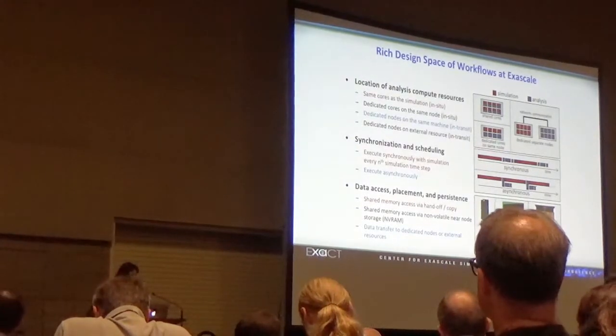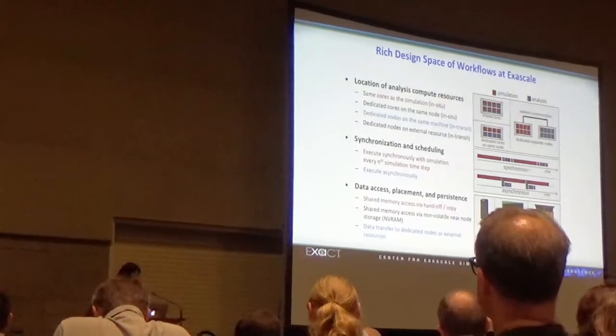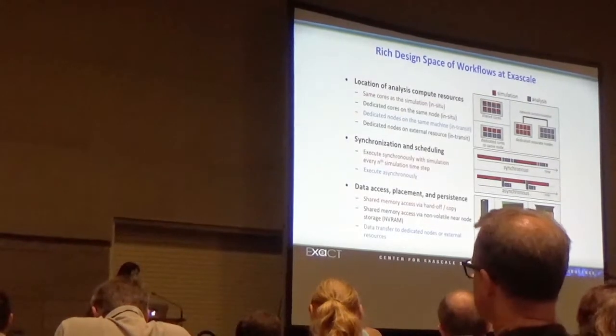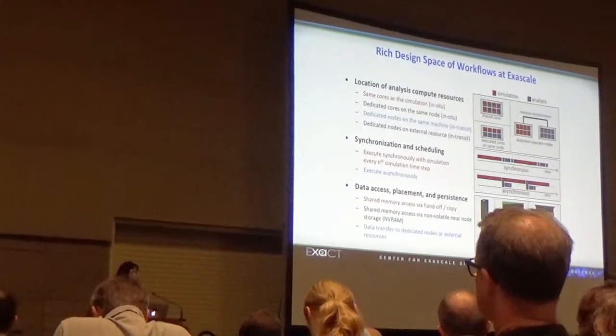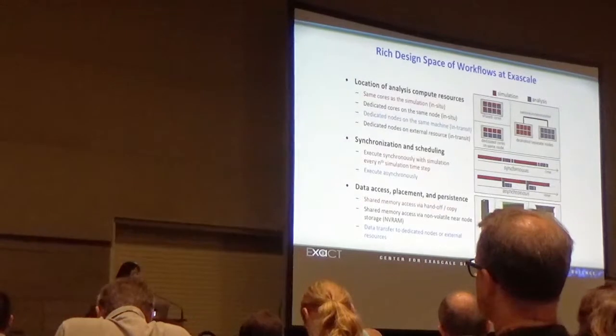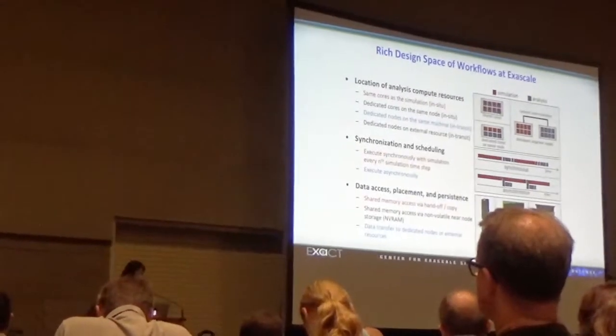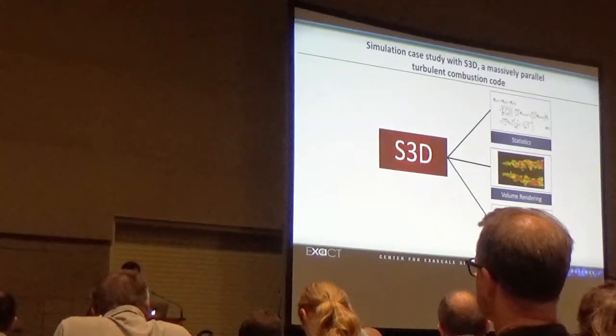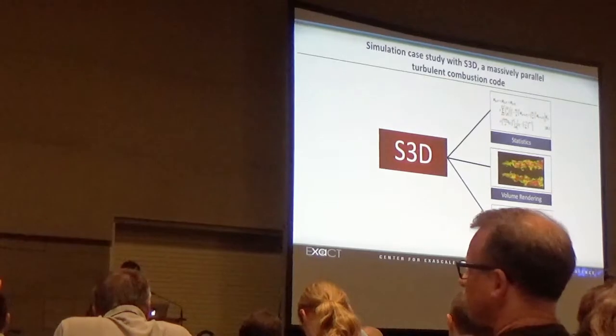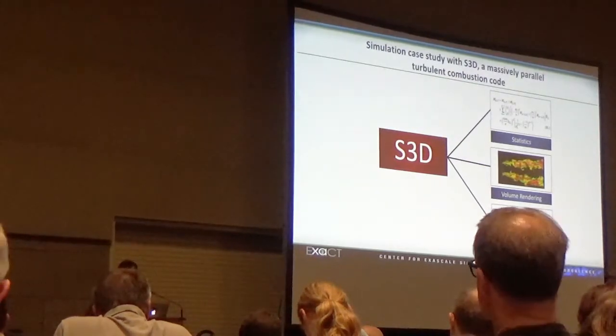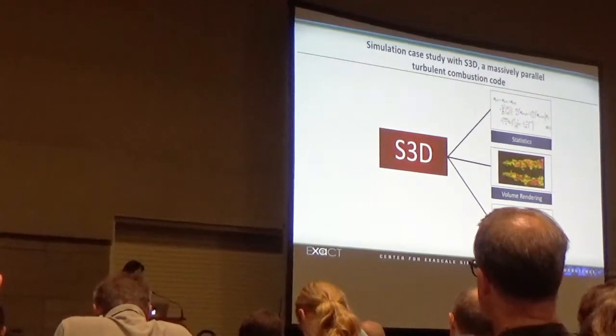This is done on Titan at scale. And these were then executed asynchronously where the data was moved off using a staging mechanism, this was DART and DataSpaces, to dedicated nodes or external resources. So we combined 3 analysis methods, statistics, volume rendering, and topology with S3D. This is the DNS code. And we did this with static scheduling using MPI.